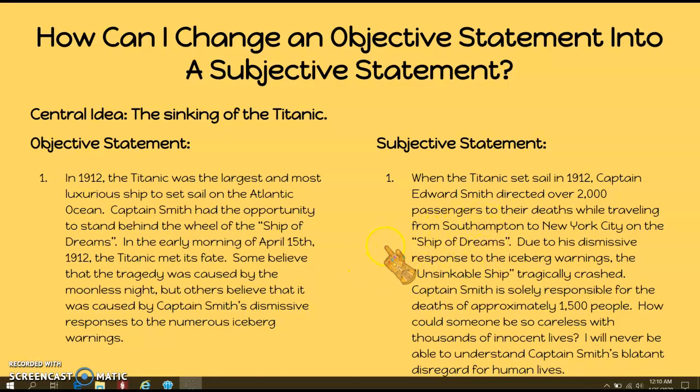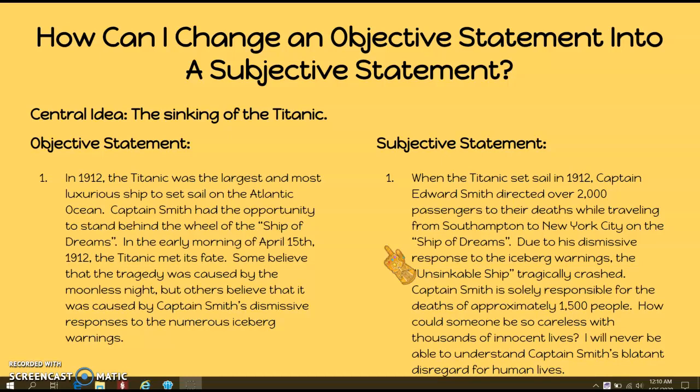For my subjective statement, I'm going to incorporate the things that we talked about today in subjective writing. I'm going to only address one side of how the Titanic sank. I'm going to use emotive vocabulary. I'm going to directly talk to the reader, and I'm going to ask rhetorical questions.